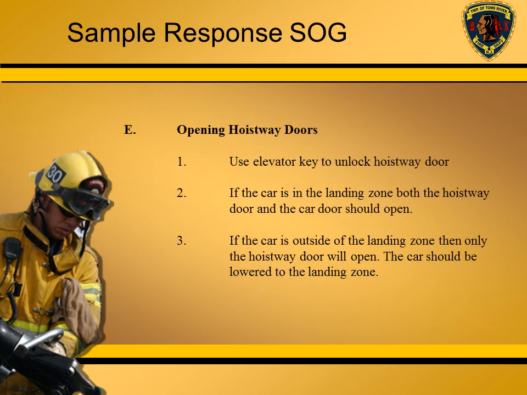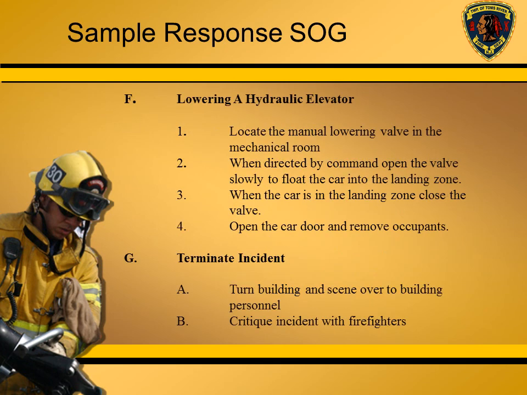Use the elevator key to unlock the hoistway door. If the car is in the landing zone, both the hoistway door and the car door should open. If the car is outside of the landing zone, then only the hoistway door will open. The car should be lowered to the landing zone. When lowering a hydraulic elevator, the crew in the mechanical room needs to locate the manual lowering device. When directed by command, they should open a valve and slowly float the car back into the landing zone.